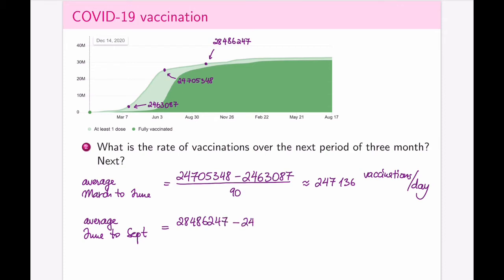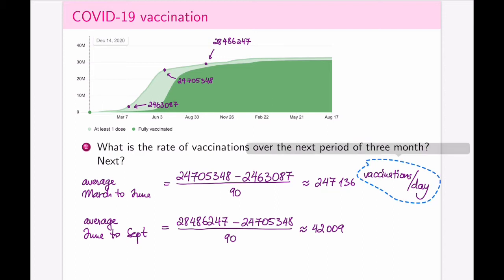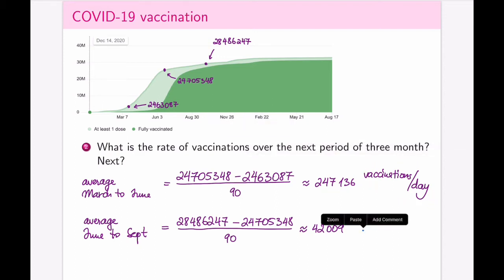A lot of actual number punching. I really hope I didn't punch any of these wrong into my calculator. So make sure you do check my actual average calculations, because these numbers might very well be wrong due to the fact that I did not type in properly into my calculator. But what I have here is 42,009. And once again, my units are exactly the same, vaccinations per day.